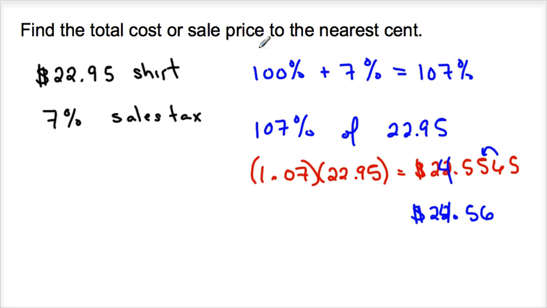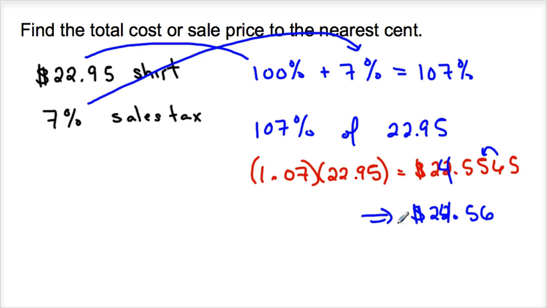So again, 100% of the $22.95, an additional 7% for my tax. The total is actually 107%, so I'm paying 107% of this shirt. 107% as a decimal is 1.07 of, meaning multiplication, $22.95, and this will give you the final sale price.